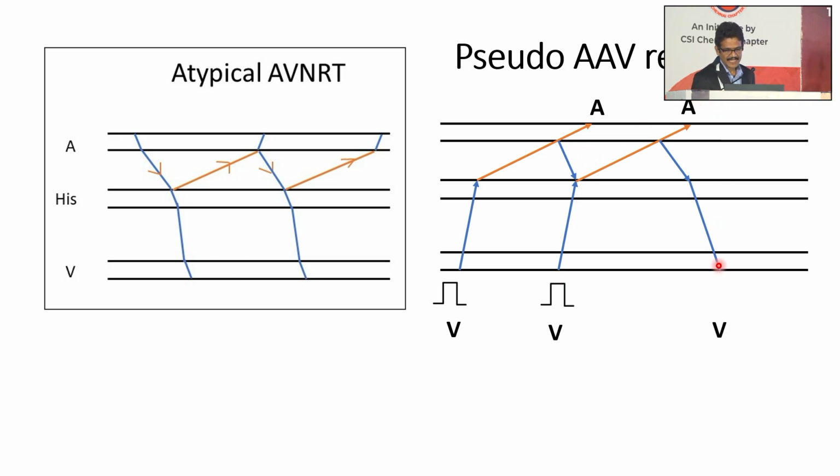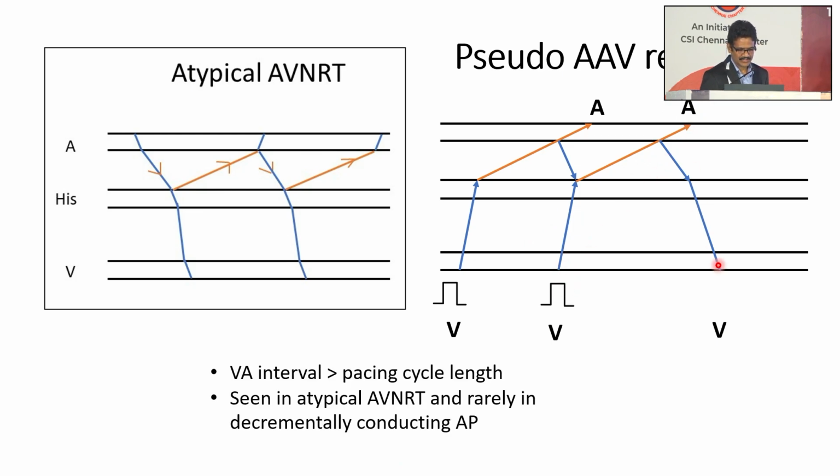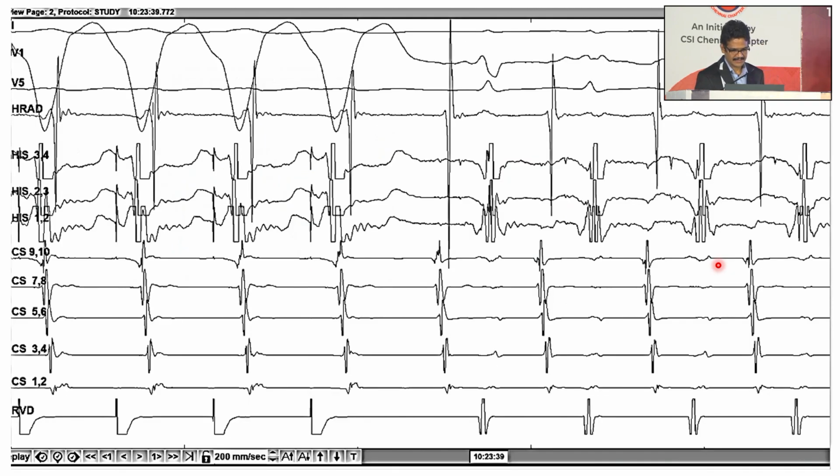So eyeballing, we say it is an AAV response, but ideally we should look at the last entry in A, which is this. So if you see, VAV response is the proper electrophysiological term. It is seen with a VA interval more than the pacing cycle, and is seen in atypical AVNRT and rarely in decrementally conducting accessory pathways.